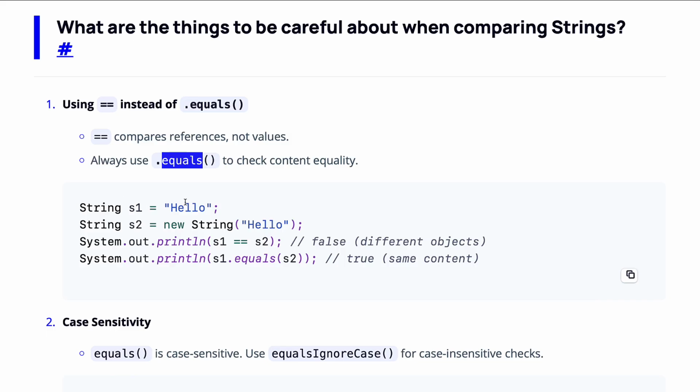So String s1 is equal to "hello", s2 is equal to new String("hello"). If you do s1 == s2, you are only comparing references. This would return false because these are different objects. However, s1.equals(s2) would return true. Why? Because they have the same content. The content here is hello and here as well it's hello.